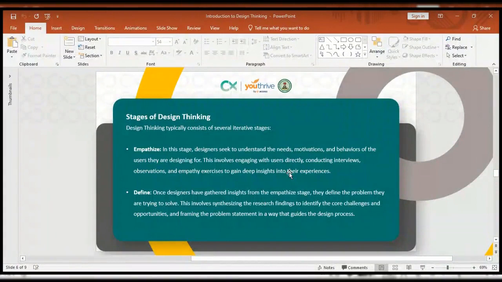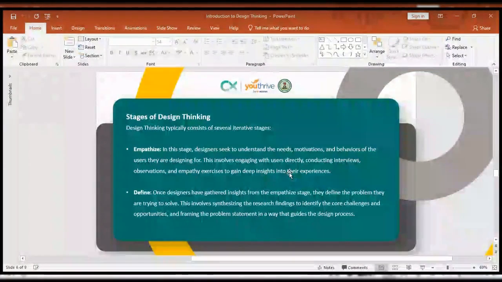Just like I said, we have 5 stages in the design thinking process. We have empathize, we have define, we have ideate, we have prototype, and then we have test. Now the first stage talks about empathy. So what is empathy? We all know what empathy is.